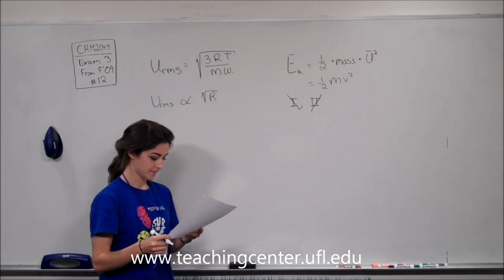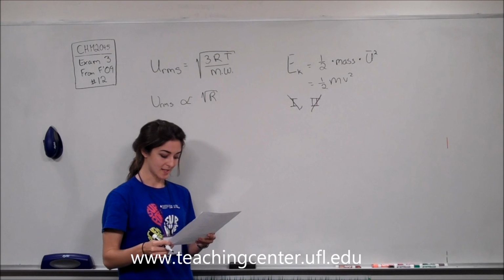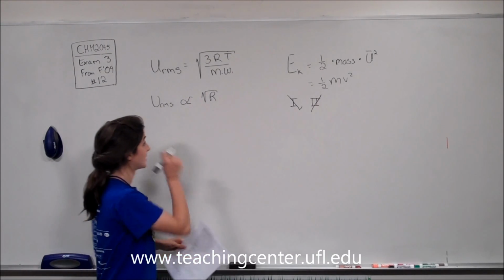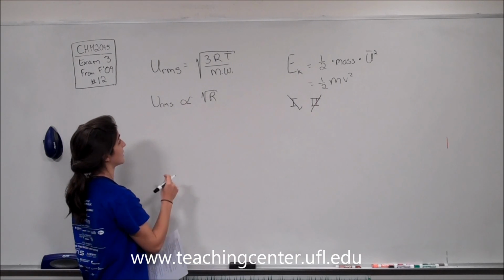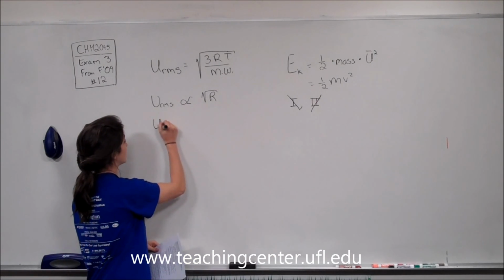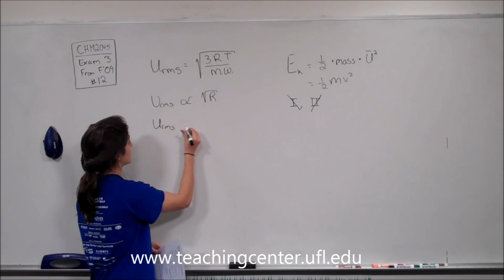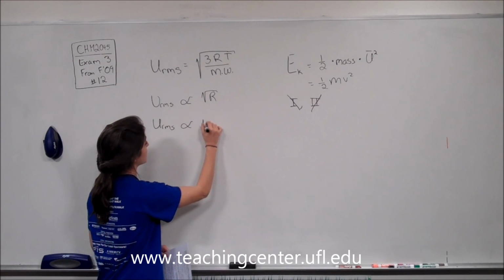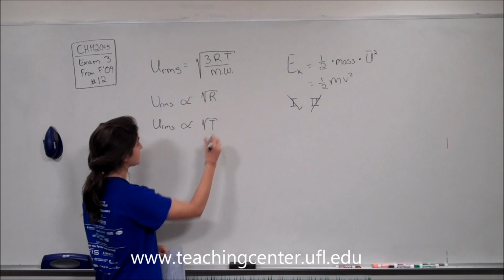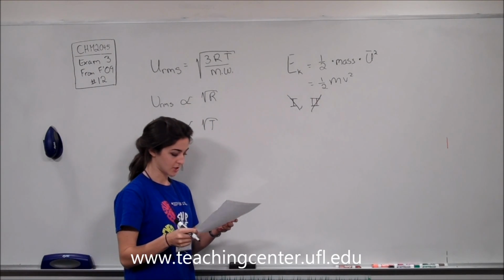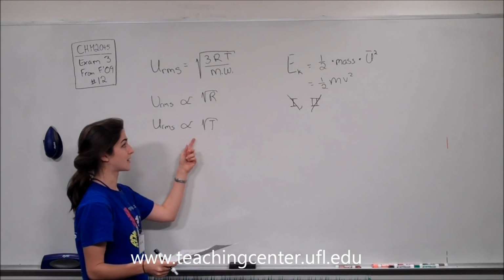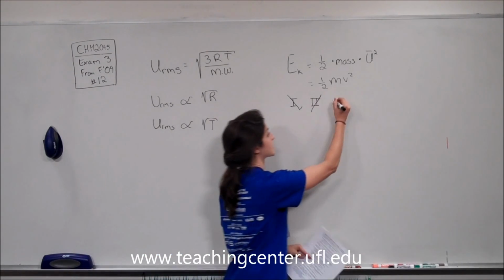Mark that off here. The third one says that it's directly proportional to the square root of its temperature in Kelvin. Looking at this equation again, we see that root mean square speed is proportional to the square root of T. And that choice said directly proportional to the square root of temperature. And that's what we found right here. So answer choice 3 is true.